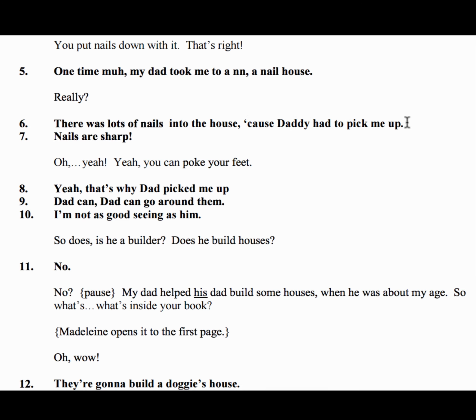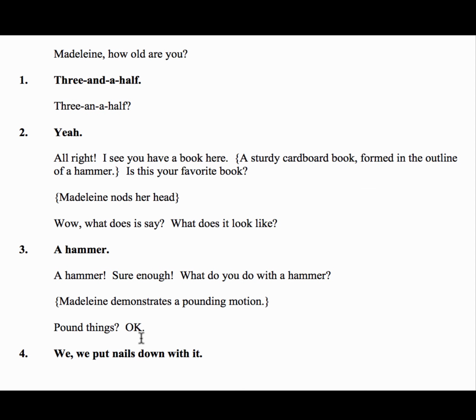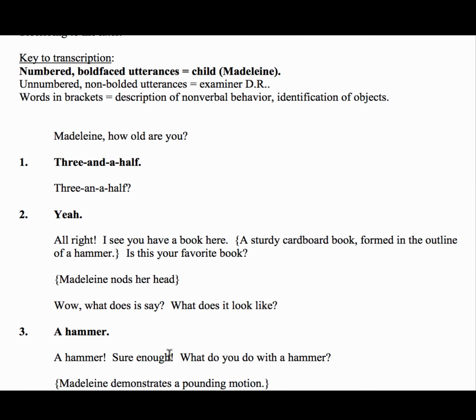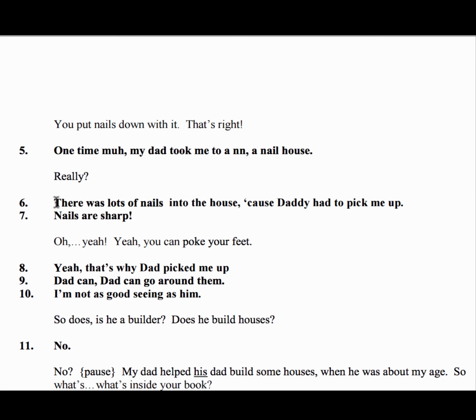This child is very advanced in her language, and we could see it from the start. Well, we put down nails with it. These first ones, she could have been a typical 3.5-year-old, but this one here is definitely the language of an advanced, I think, 3.5-year-old. Lots of morphemes there in that sentence, lots of words, and she definitely has some things to say.